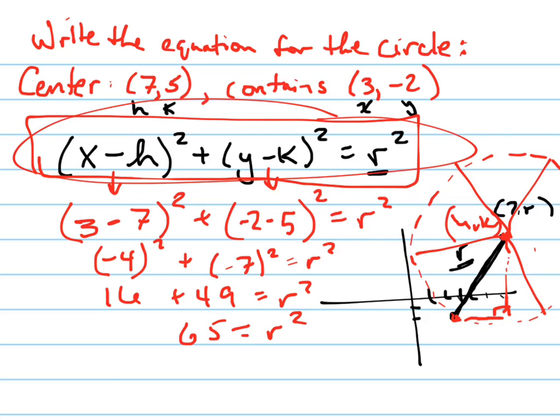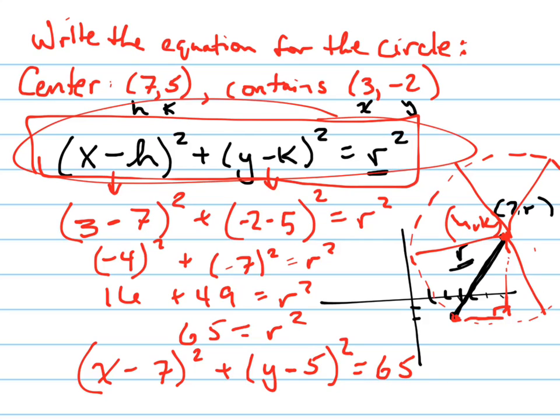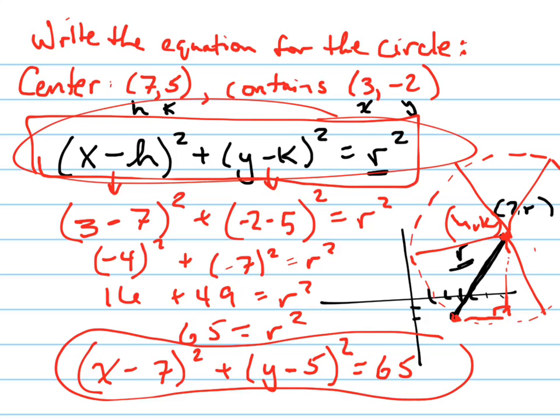So let's write our answer. (x - 7)² + (y - 5)² = 65. And that is the equation of the circle that they want us to write.